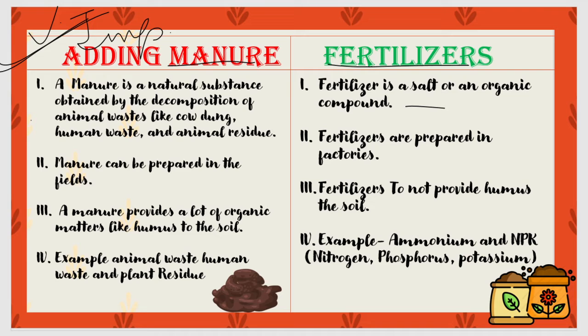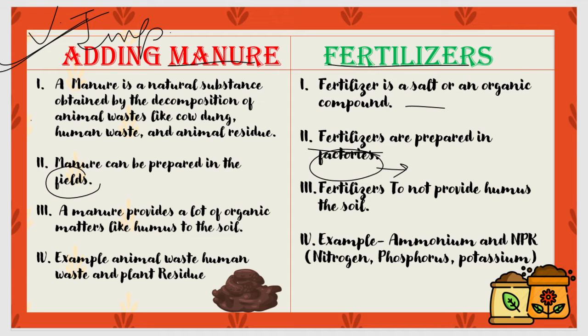Second, manure can be prepared in the fields as it is natural, whereas fertilizers are made in factories as they are chemical products. Now, let me tell you that manure does not have a rich amount of nutrients for plants like nitrogen, phosphorus and potassium, but it is rich in organic nutrients like humus.